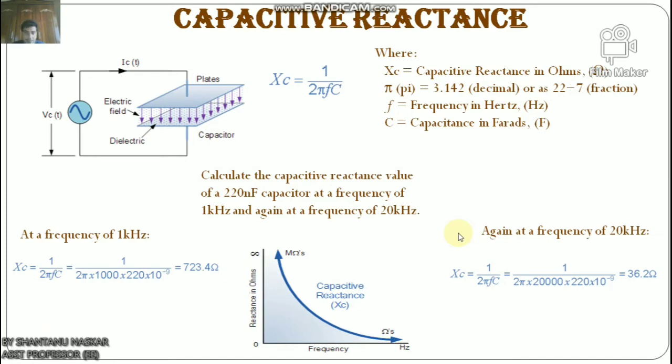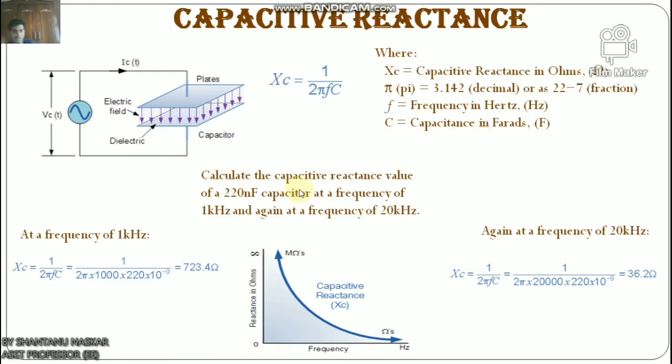Now, capacitive reactance has the electrical symbol Xc and has a unit measured in ohm, the same as resistance, which is R. It is calculated using the following formula: Xc equals 1 by 2 pi f C. This is the capacitive reactance formula, where Xc is capacitive reactance in ohm, pi equals 3.142 in decimal value, or 22 by 7 in fraction value, f is frequency in hertz, and C is capacitance in farad.